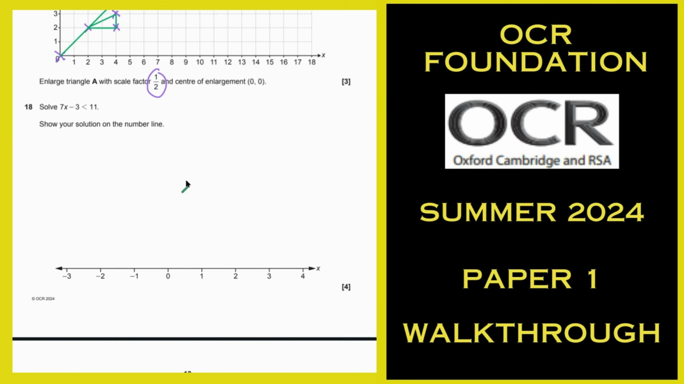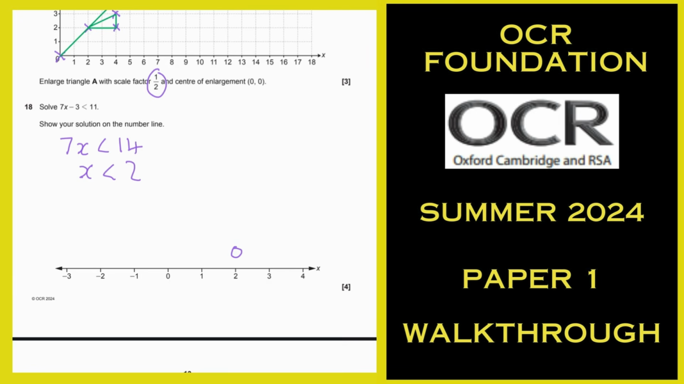On to solving. Solve inequalities as if it's an equals sign. If it was an equals sign, we would add 3 to both sides. If it was an equals sign, we would divide both sides by 7. And there we go. You've solved it. You've earned a couple of marks. Mark number 3, because it's a less than sign, you need an open circle above, on, or below, they're all acceptable, the 2.